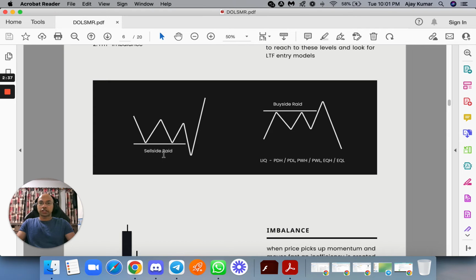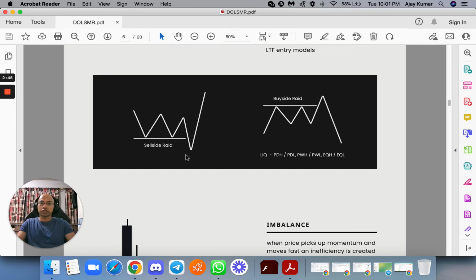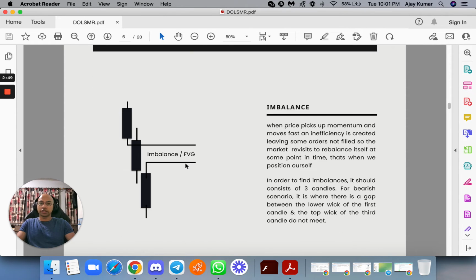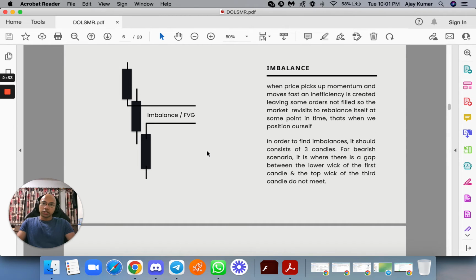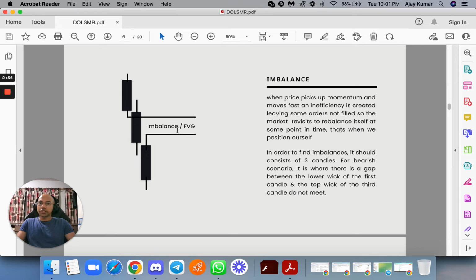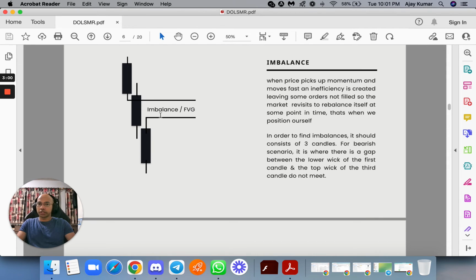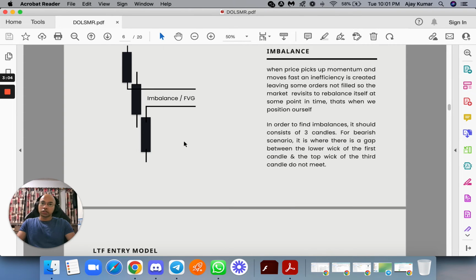So on the higher time frame, after it reaches the higher time frame liquidity pools, we are looking for a reversal. This will be called the point of interest, right? The other places for reversal could be the FVG, which is the fair value gap, on a higher time frame. This is called an imbalance or an FVG.